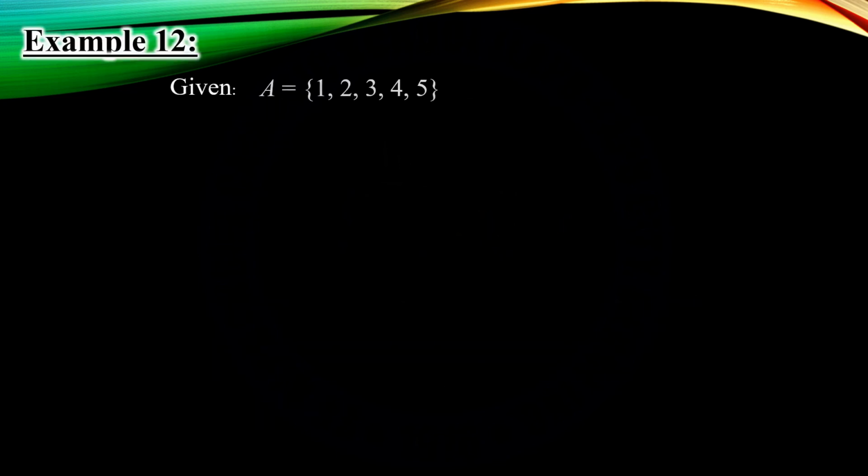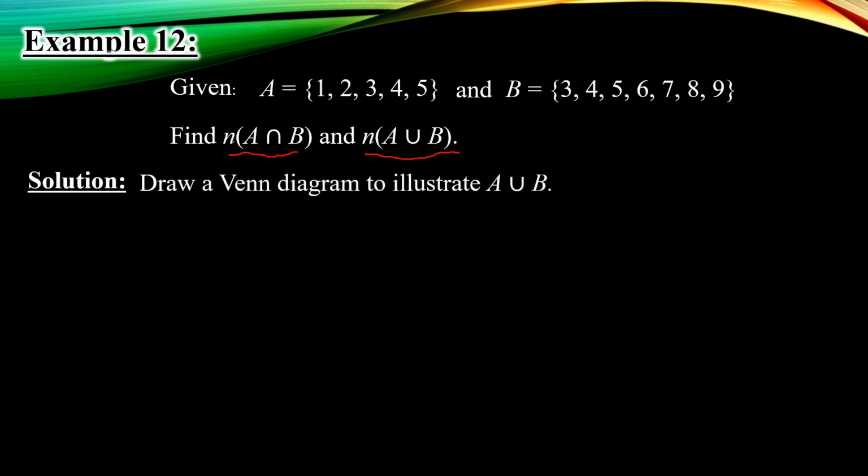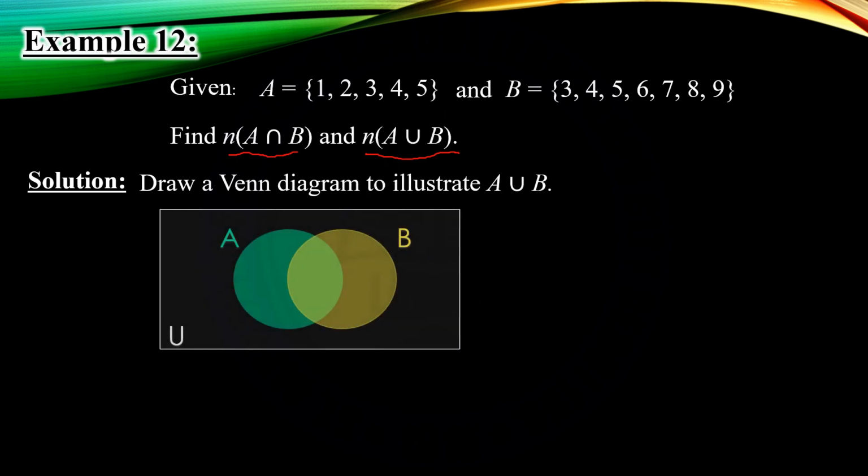Example number 12. Set A contains 1, 2, 3, 4, and 5. And set B contains 3, 4, 5, 6, 7, 8, and 9. Now we are asked to get the cardinality of set A intersection B and the cardinality of A union B. Now the solution. Draw a Venn diagram to illustrate A union B. So here is the diagram.